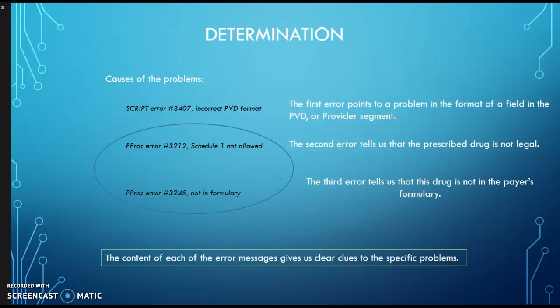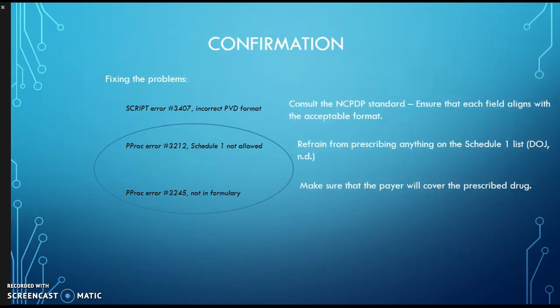Based on the text in the first error message, incorrect PVD format, it is likely that there is some error in the format of one of the fields in the PVD or provider segment of the transaction. The text of the next two error messages, Schedule I not allowed and not in formulary, both refer to the DRU, or medication segment. Schedule I not allowed is a message indicating that the drug in the transaction is a Schedule I substance, such as LSD, that has no currently accepted medical use and a high potential for abuse. DOJ controls substance schedules. Not in formulary indicates that the drug is not part of the institution's approved list of drugs that can be prescribed.